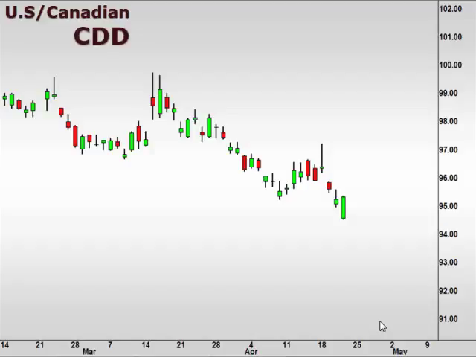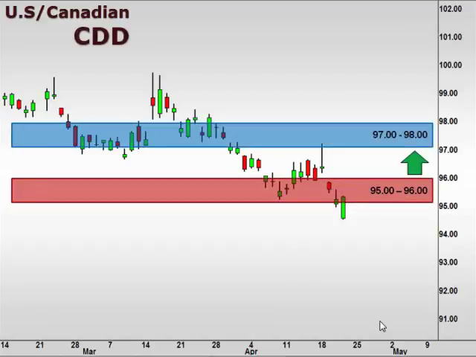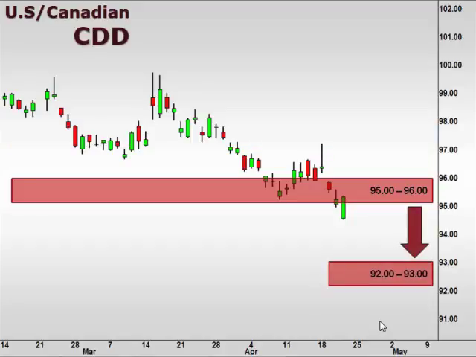Next up, the CDD, the US versus the Canadian dollar. Well, the CDD broke below 75 last week, but closed back within that zone on Friday. Now, the 97-98 focal zone remains a key overhead resistance, and although we may see a bounce this week, the trend remains to the downside with the possibility of a test of this 92-93 focal zone as the next support level.